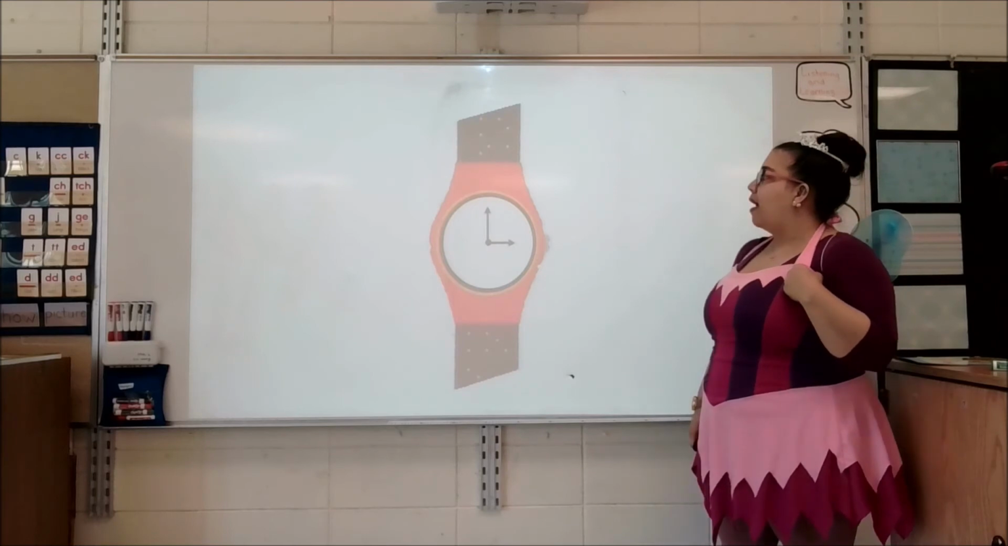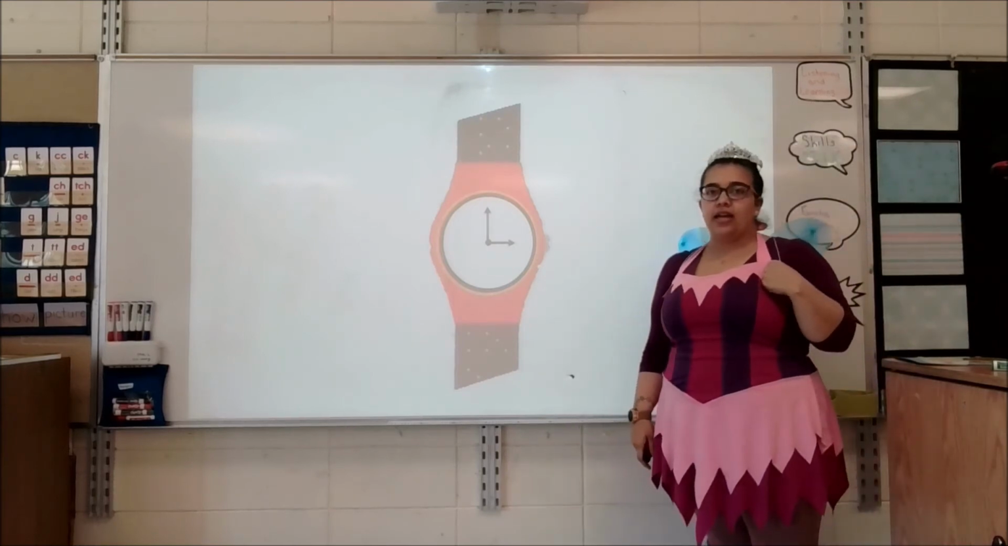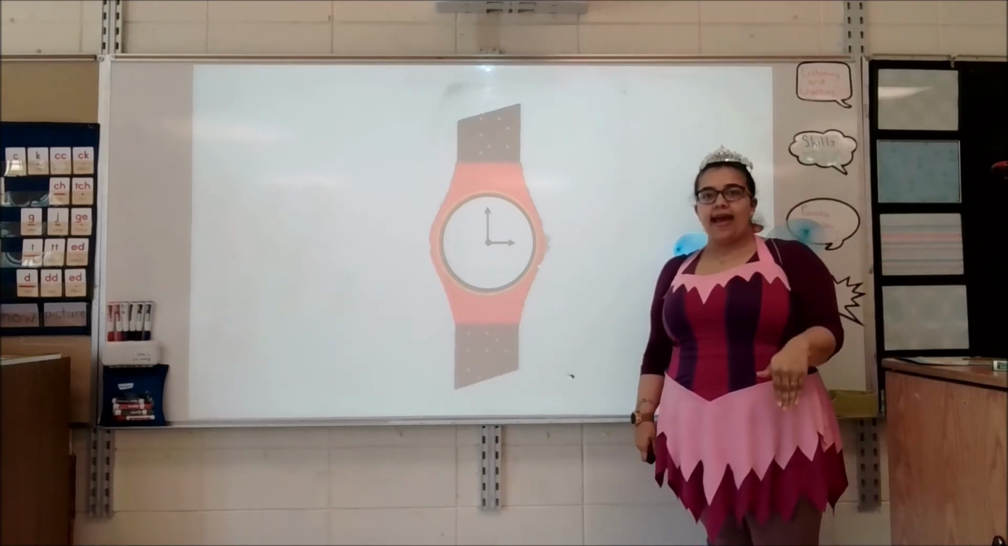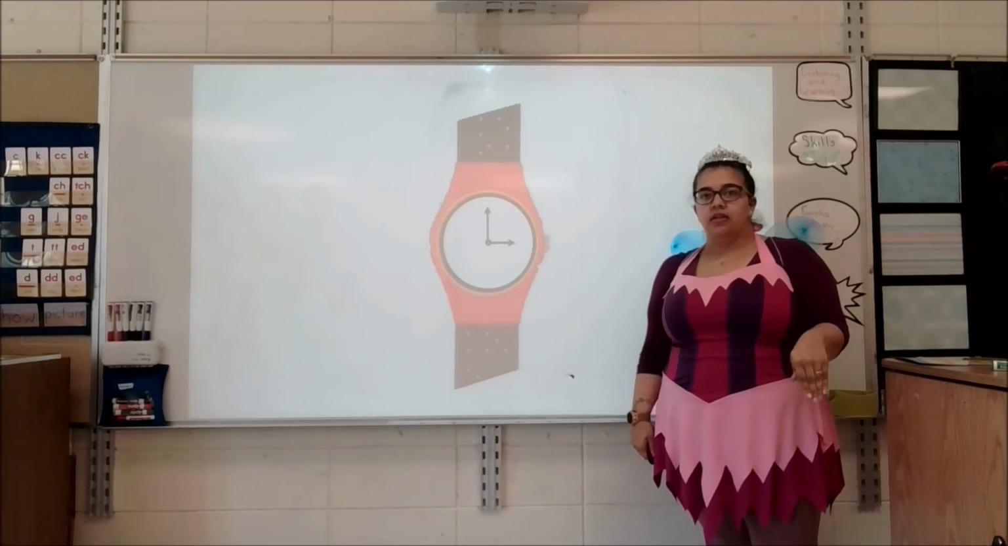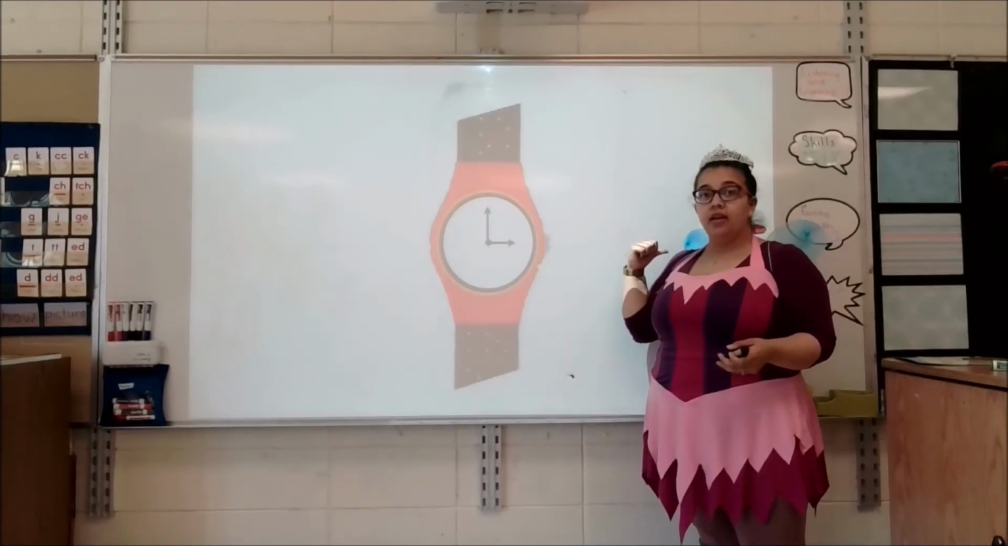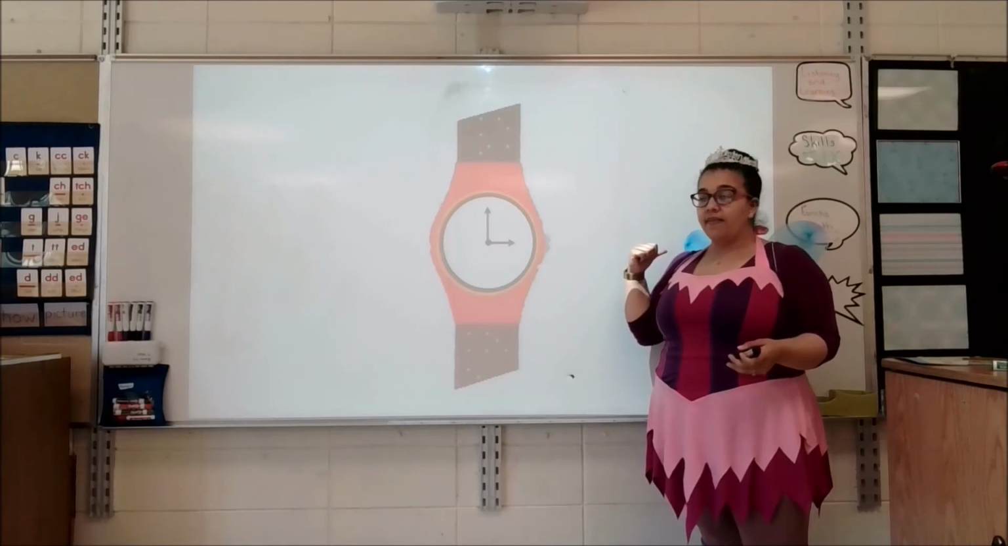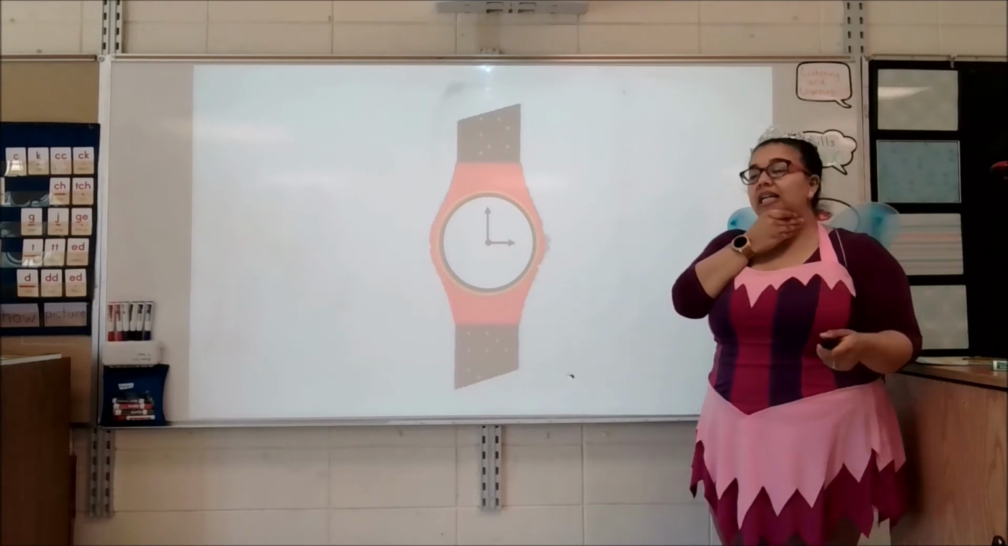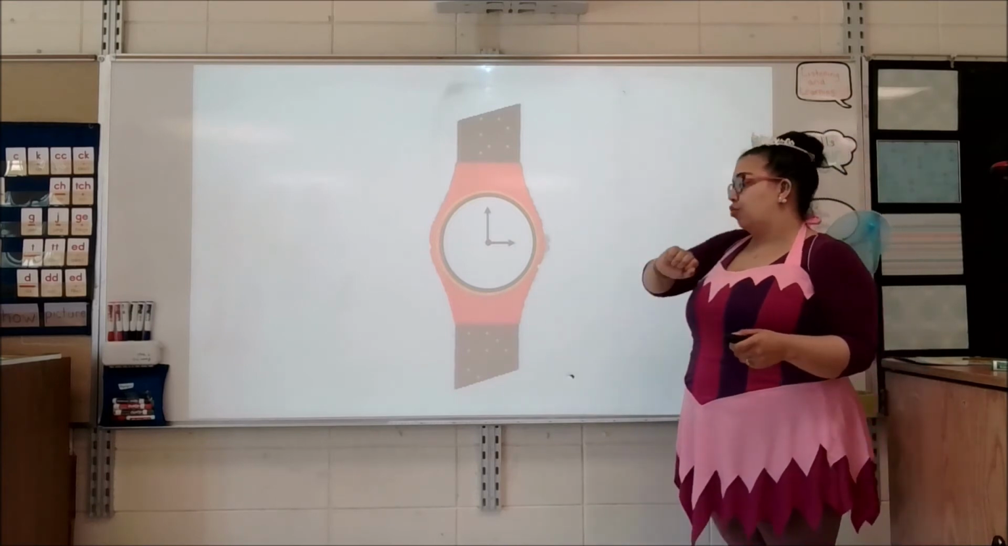Excellent. What about this one? What does this watch say? O'clock or half past? O'clock, good. And if it is straight out this way, what time is it? 3 o'clock. This wristwatch reads 3 o'clock.